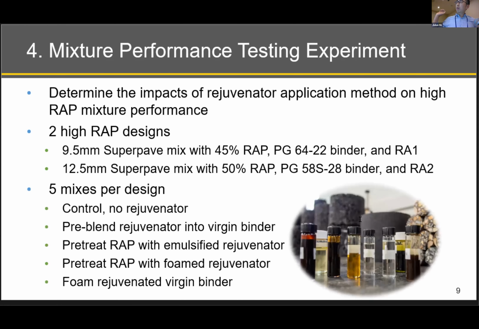We look at 5 mixes for performance comparison purposes. The first one is the control, which means there's no rejuvenator. So this is the standard mix, if you will. All the other 4 mixes have a rejuvenator, but the differences are in how the rejuvenator was added. Some were pre-blended into the virgin binder with or without foaming. The other 2 used rejuvenator to pre-treat RAP, one using foam rejuvenator, the other using emulsified rejuvenator.